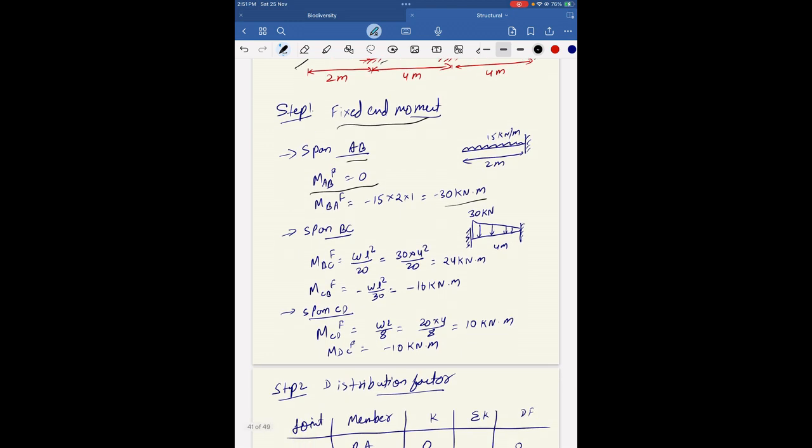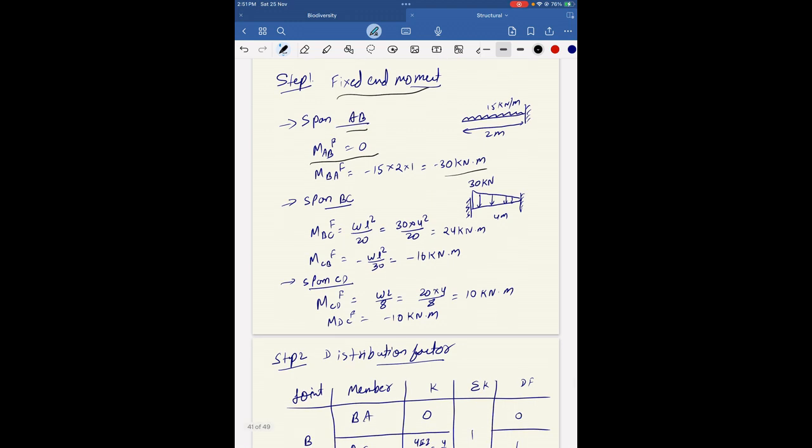For span BC, it is a linearly distributed load. So for BC, the fixed moment is WL square by 20 and it is 24. For CB, the fixed moment is WL square by 30, because at BC, if we see from here, the moment force is more at the B side, so we divide it by the lesser number.